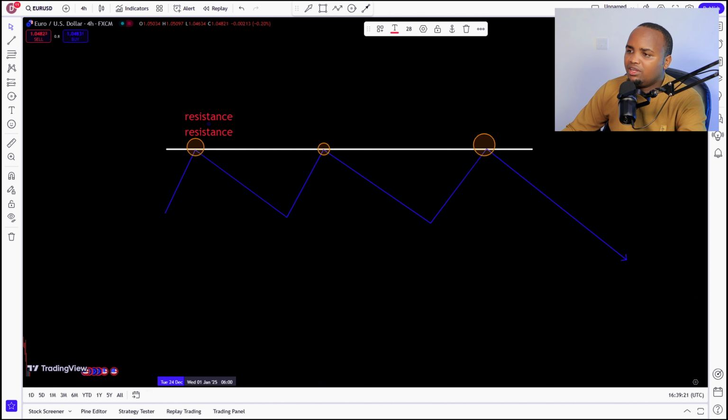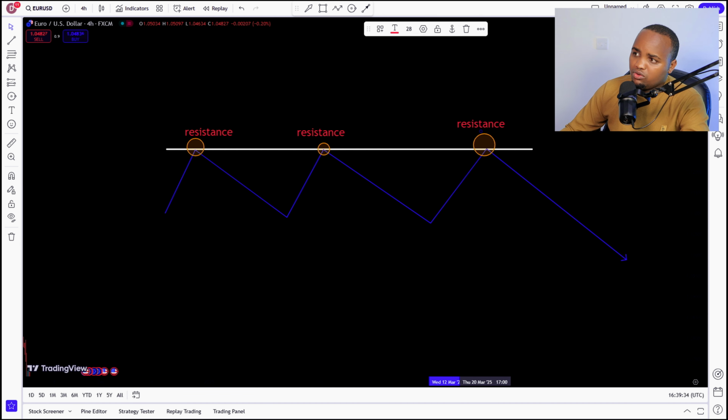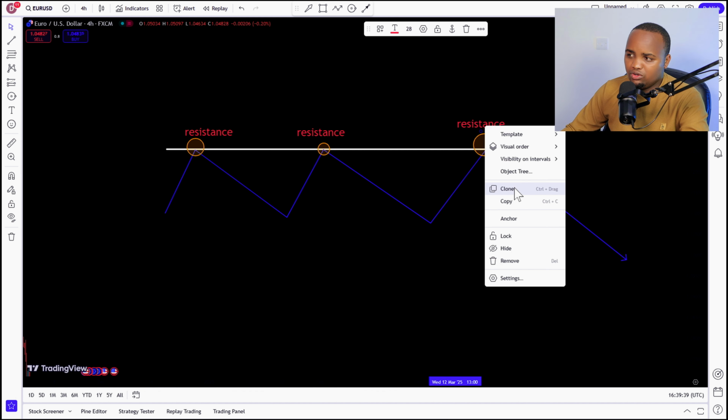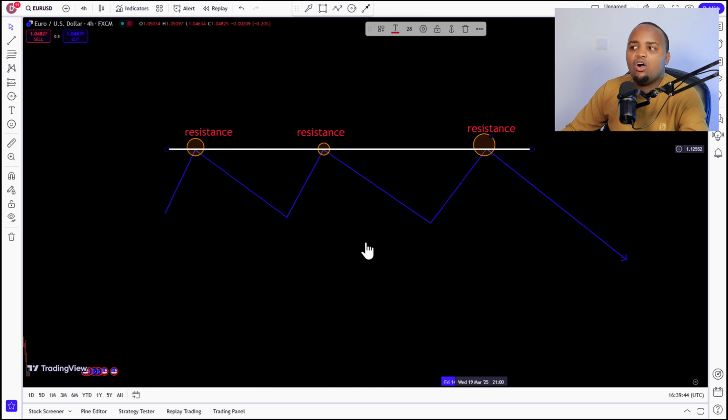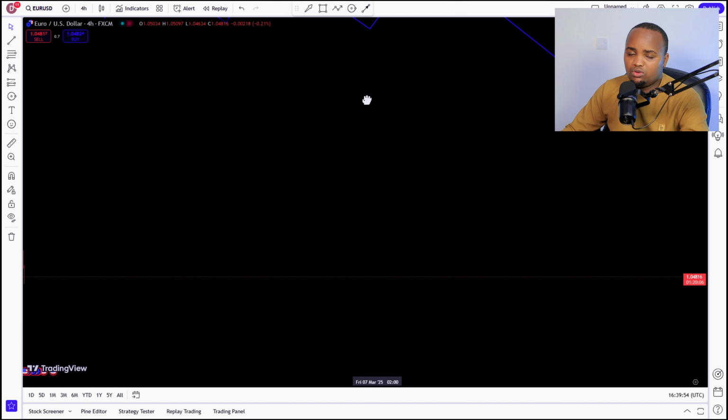We have another one here. We have another resistance here, and also another resistance. So don't worry about what I'm doing here. I'm just cloning. You just left click and then clone. I really want you to understand everything that I'm doing. You can even copy and paste. All these that you can see here are resistance points. That's how you mark them. You need to mark these resistances on the horizontal zone. We'll be identifying that on the chart.